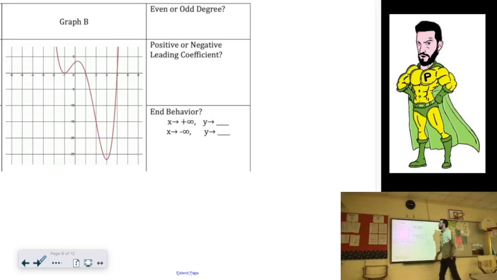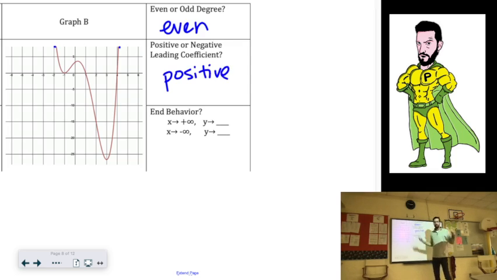Let's look at B. Well, B, I see that they are starting up top and ending up top, which again, if they start and end in the same direction, that means it is an even degree polynomial. Now, these are both going up, which means the lead coefficient would be positive. And again, they're both heading upward forever. So whether you go to the left or to the right, the y's are going to go towards positive infinity on both of these.